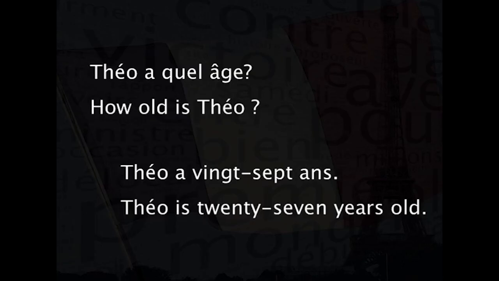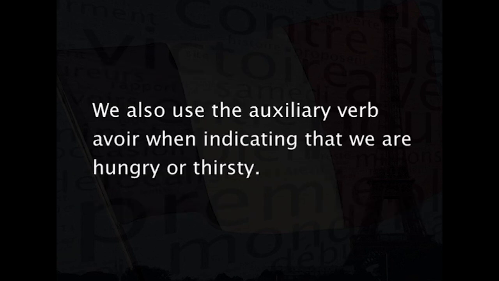You can also vary the structure of the question, but the verb avoir is still used. For example, Théo a quel âge? Which means, how old is Théo? And the answer would be, Théo a 27 ans, which translates as, Theo is 27 years old. We also use the auxiliary verb avoir when indicating that we are hungry or thirsty.